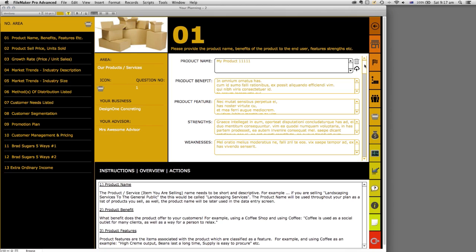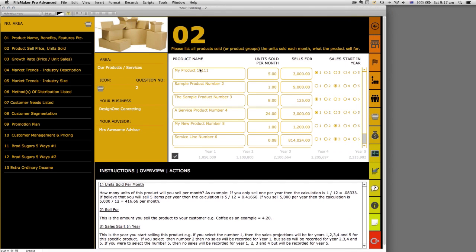So that's important to capture this. Now, this is products and future products. So I'll go down to the next section. On question 1, the big one in the middle. Next one, question 2. See now it pulls over the list of products. Now it's asking for how many units are you going to sell per month.